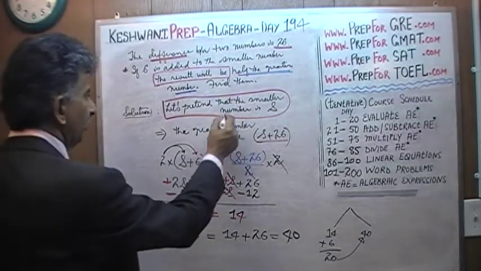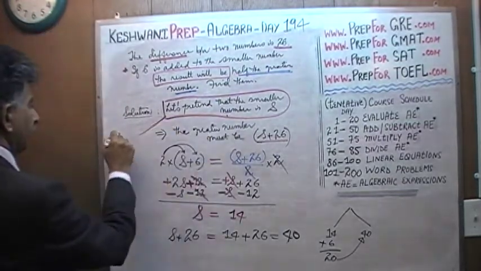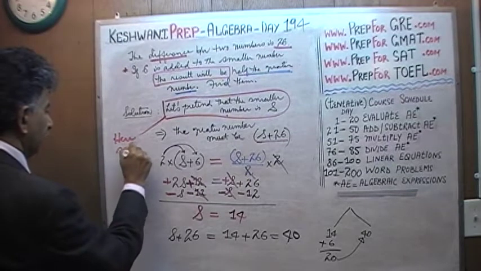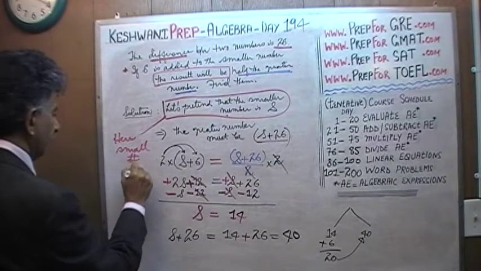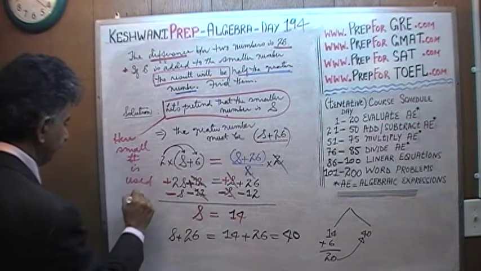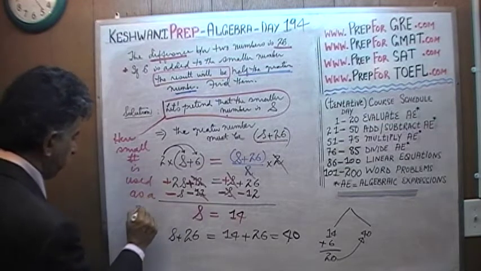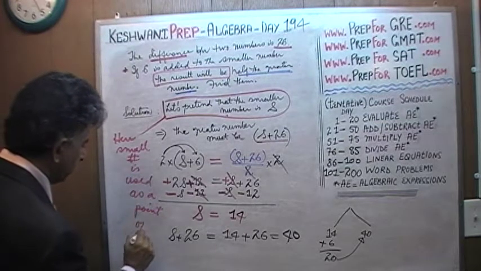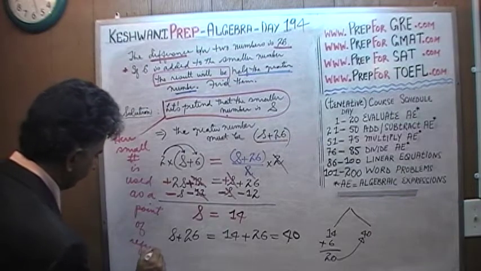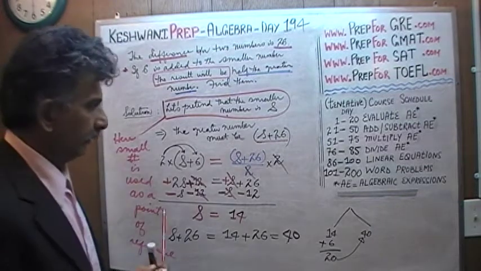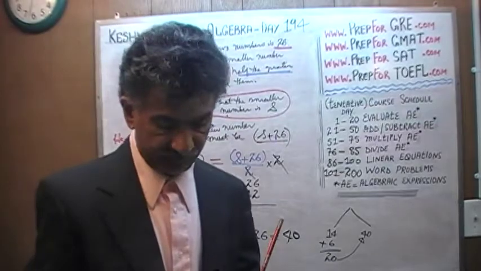Here we are using the small number. Here, small number is used as a point of reference. Now I want to redo it and use the large number as a point of reference.